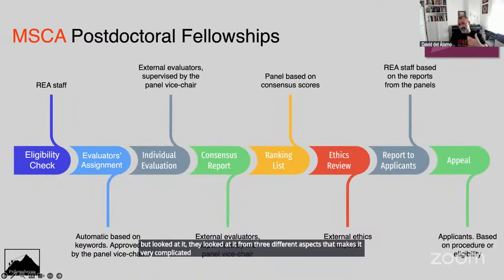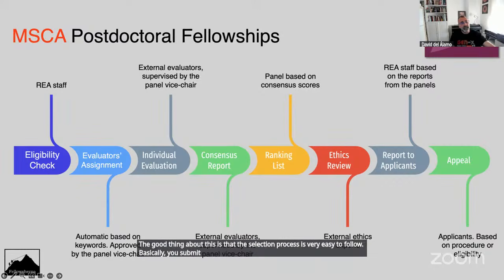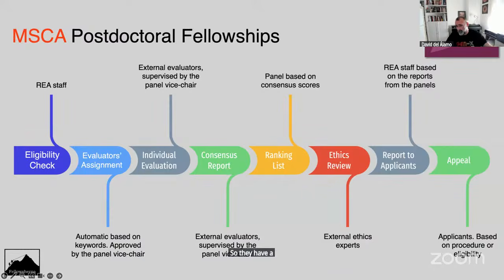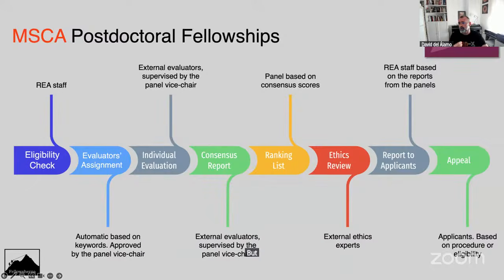The good thing about this is that the selection process is very easy to follow. Basically, you submit the whole thing at the beginning. There's an eligibility check. Then they assign evaluators. In this case, the evaluators are basically volunteers. So they have a pool of volunteers from many different fields, essentially or ideally from all the potential fields. So someone that is relatively close to your topic will be assigned. Probably not an absolute expert on what you do, but if you are a cell biologist, you work on actin cytoskeleton, another cell biologist will be assigned.